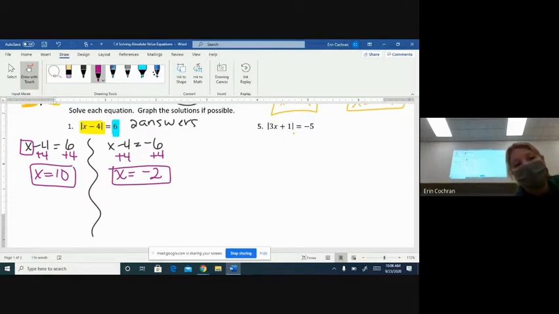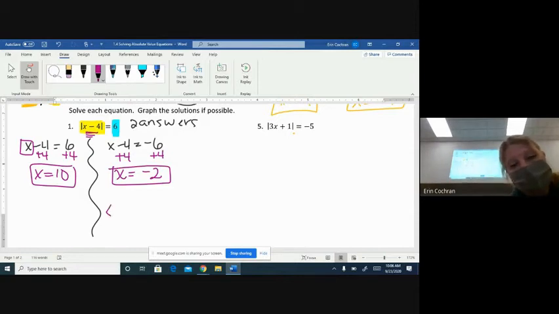And then should we always check it? Yeah, we probably should. Okay. What's 10 minus 4? 6. What's the absolute value of 6? Perfect. What's negative 2 minus 4? Negative 6, and the absolute value of negative 6 is 6. So that works. So these are 2 answers.